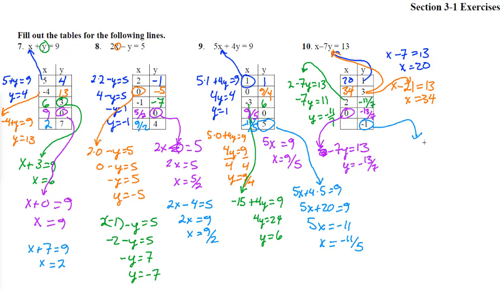Okay, and the final one, let's stick in -1 for y. So take that and put it in, and we get x minus 7 times -1. So I could have written x plus 7. We'll do that in the next step. x plus 7 equals 13. Subtract 7 and we get x equals 6. Oh good, we're done. 6.